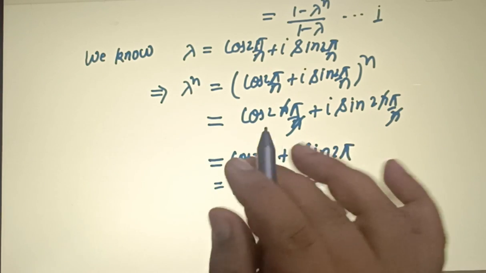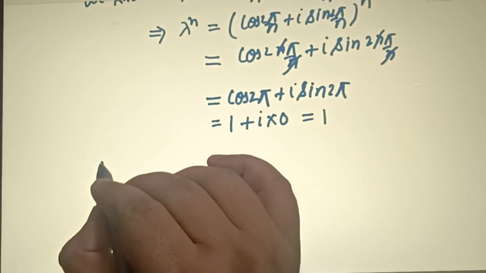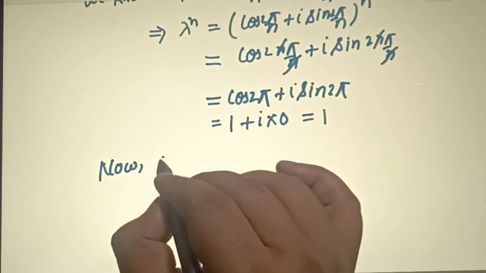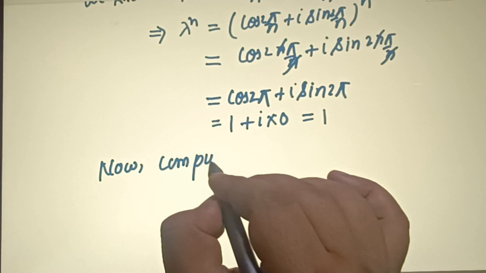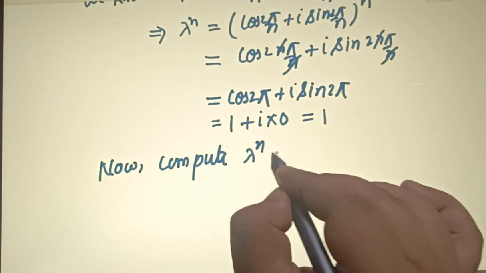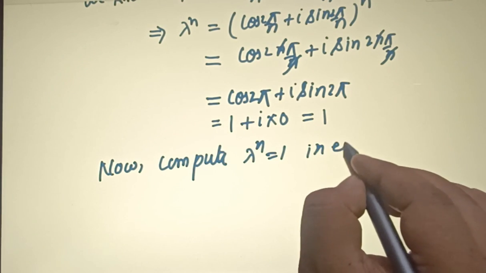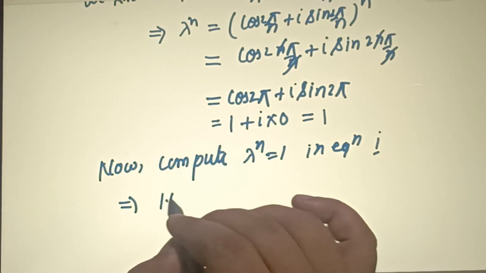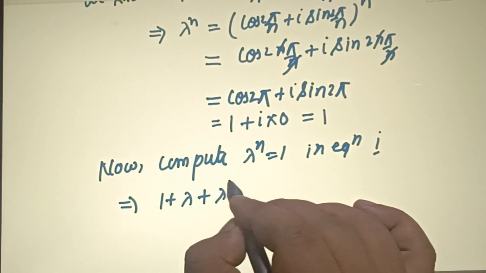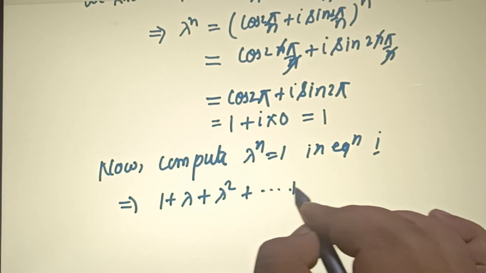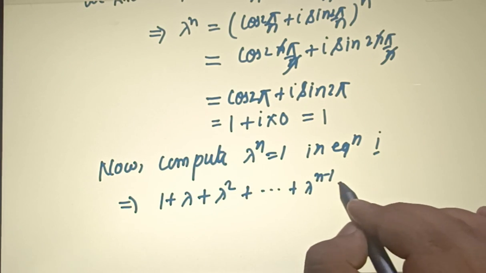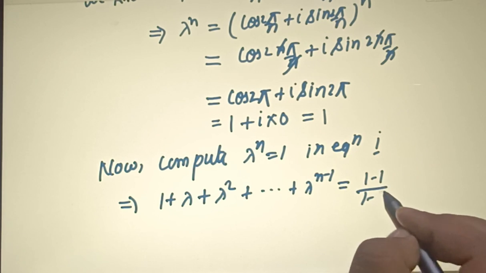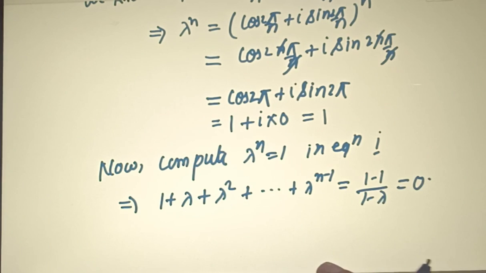Now substitute lambda to the power n equals 1 in equation 1. This implies that the sum of roots, 1 plus lambda square plus dot plus lambda to the power n minus 1, is nothing but 1 minus 1 upon 1 minus lambda, that is 0. And it was to prove that the sum of the roots is 0 always.